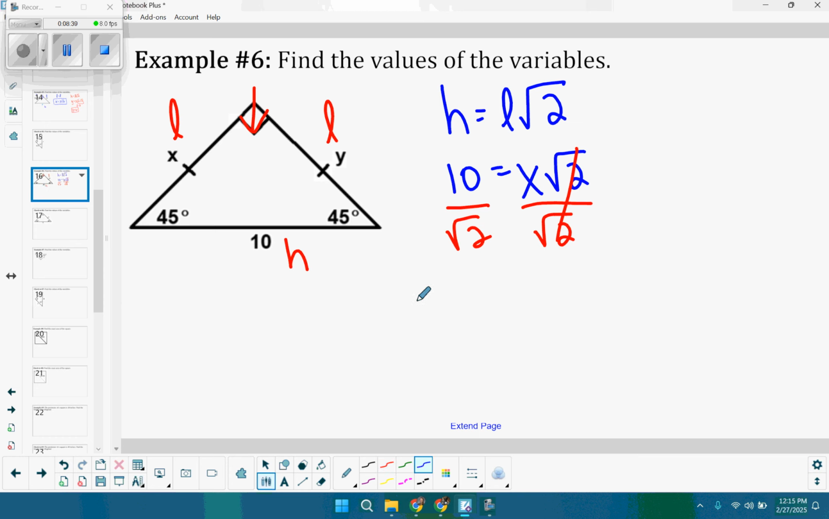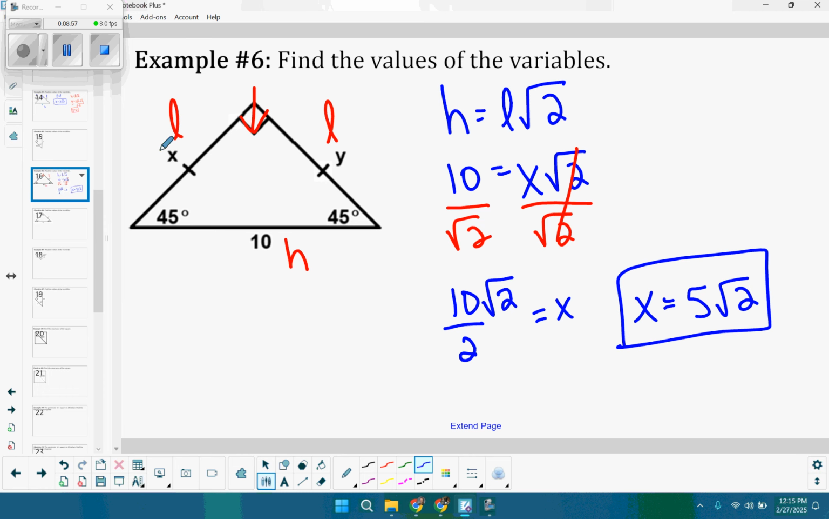So this is where we're going to use our little shortcut. We're going to take the 10, put it over the 2, and bring the square root of 2 to the top. And I'm going to look if this can be simplified. So 10 over 2 does go in evenly. It's 5, and we keep the square root of 2. And since my two legs are equal, we can also say that y equals 5 root 2.